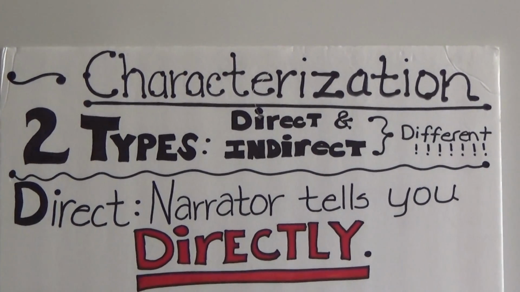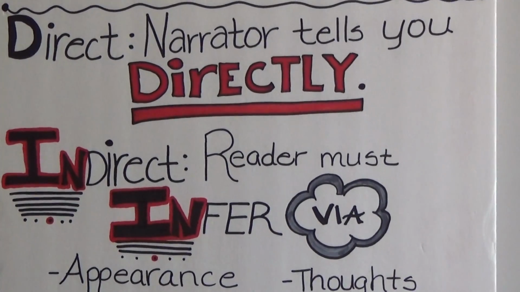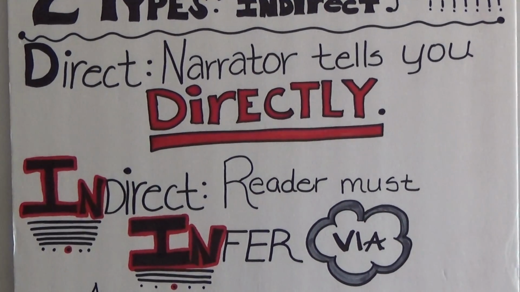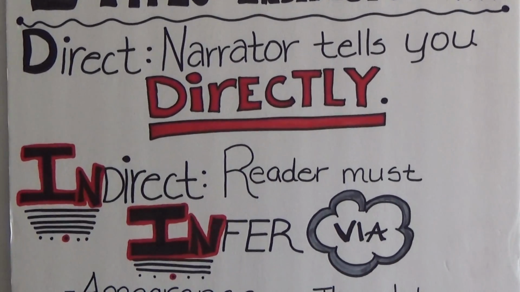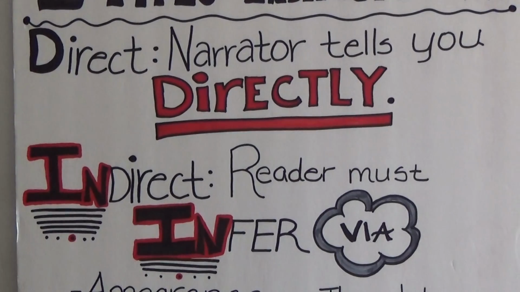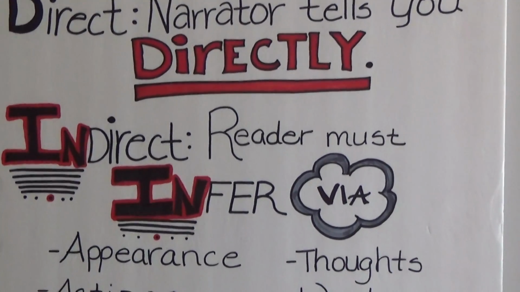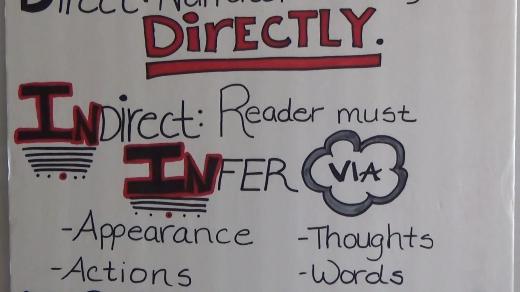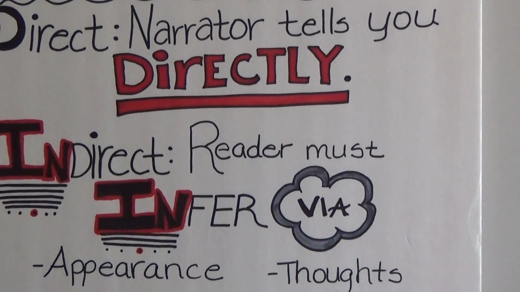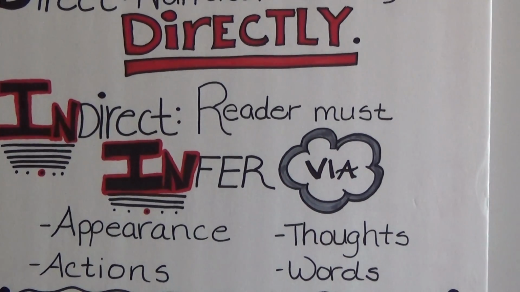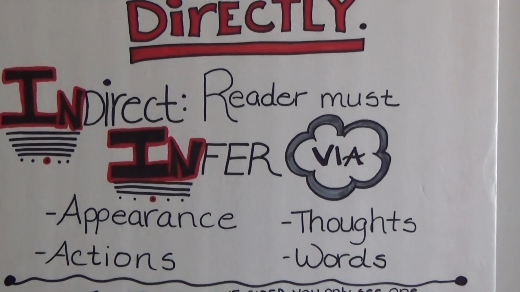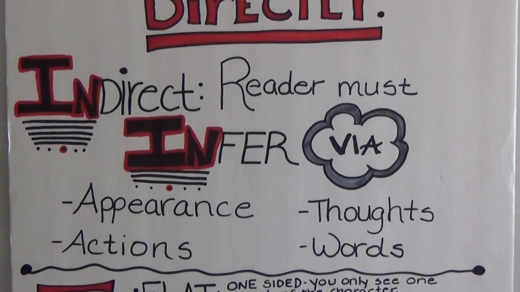The second type is indirect. Indirect means the reader must infer. The reader must infer about the character because the narrator hasn't told them anything about it directly. So indirect characterization, you need to infer based on appearance, actions, thoughts, and words. You can also base it on motivation and the reactions from other characters.